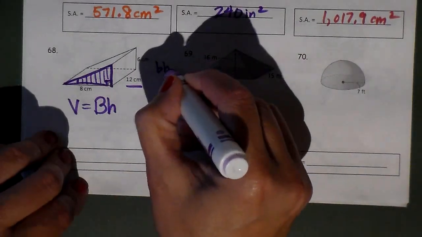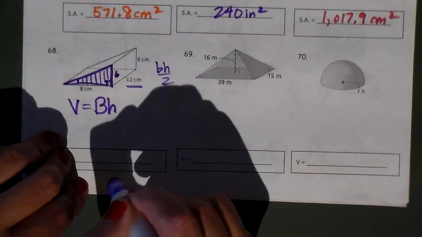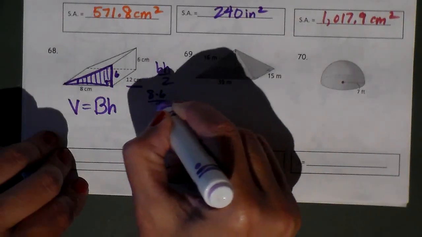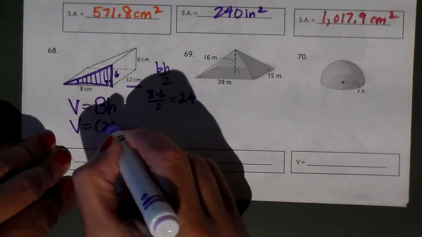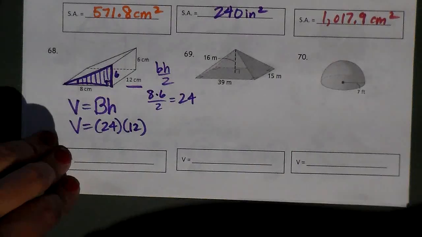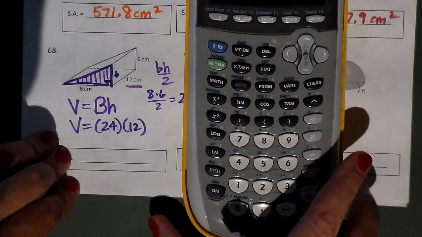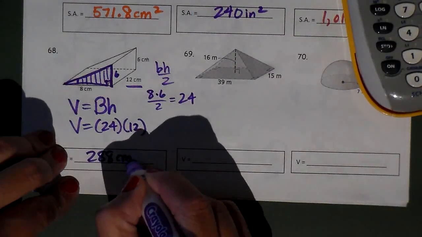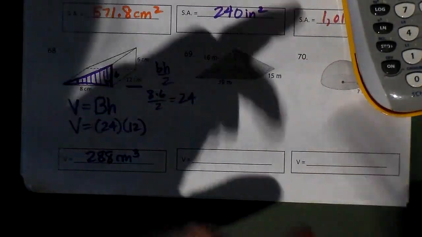Well, triangle is base times height divided by 2. Well, that's 6, so that means that's 6, because those are the same. So 8 times 6 divided by 2 is 24. So the area of my base is 24, and how tall is it? 12. So we're going to do 24 times 12, and we're going to get 288. And this is cubic centimeters, because we're now dealing in 3 dimensions with volume.